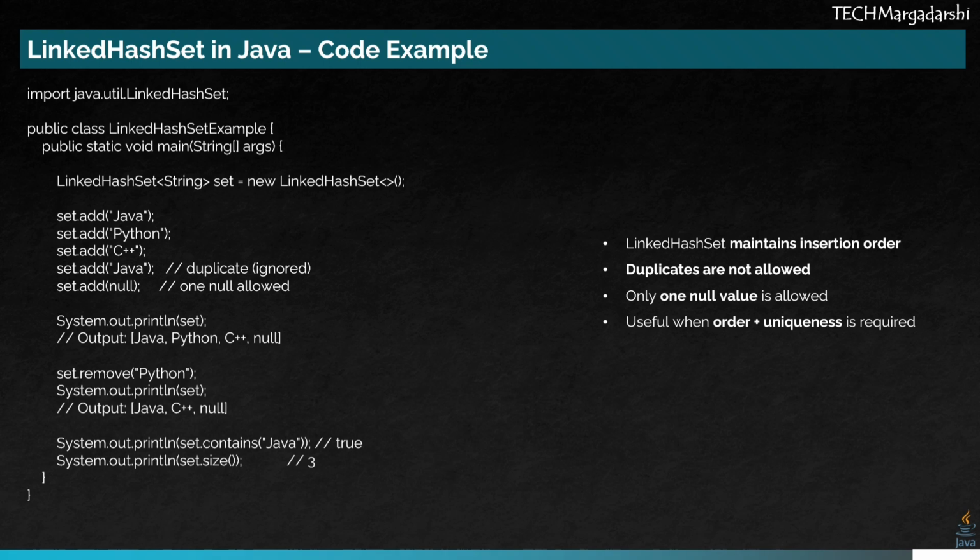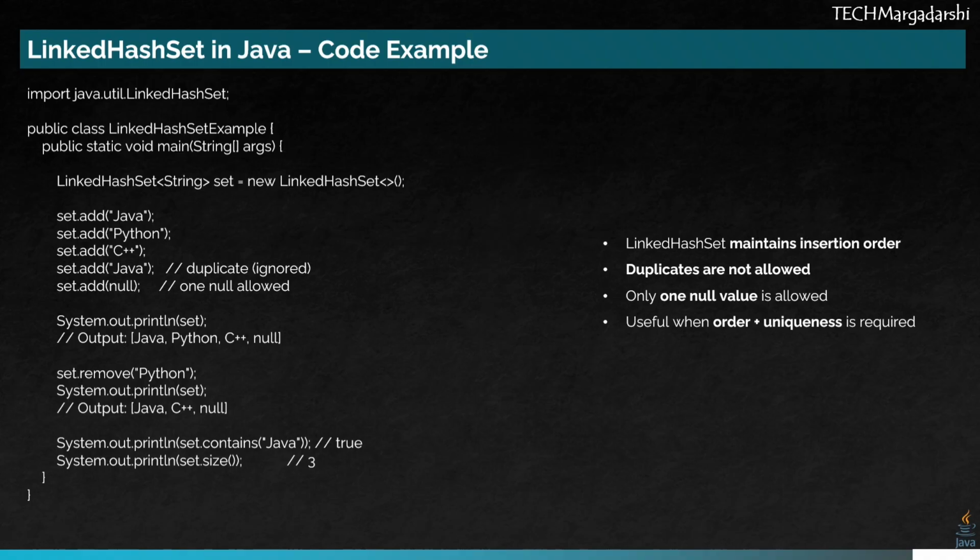First, we import the LinkedHashSet class from the java.util package. Inside the main method, we create a LinkedHashSet of type String. We then add elements like Java, Python, and C++. When we try to add Java again, it is ignored because LinkedHashSet does not allow duplicate values.